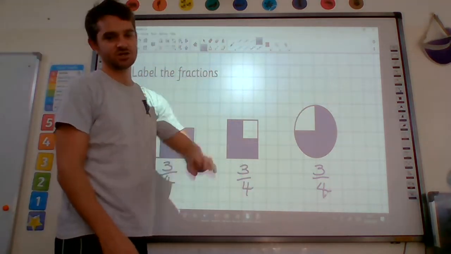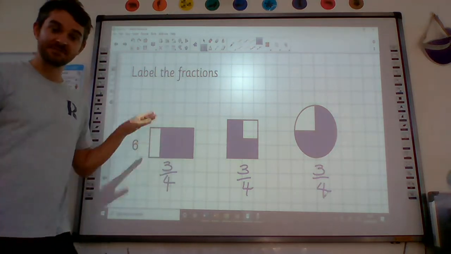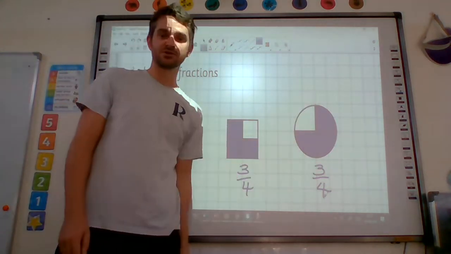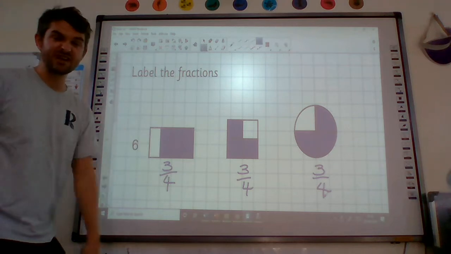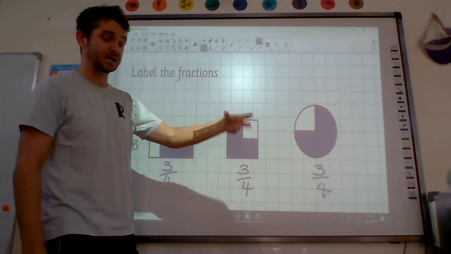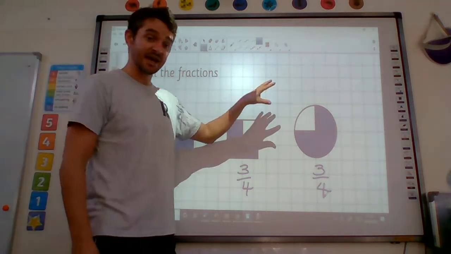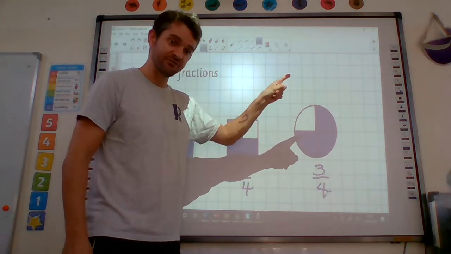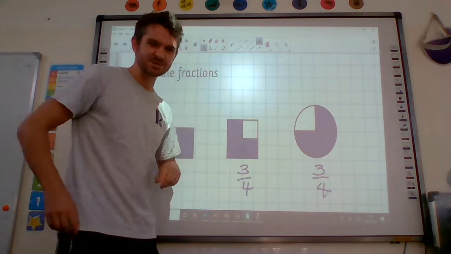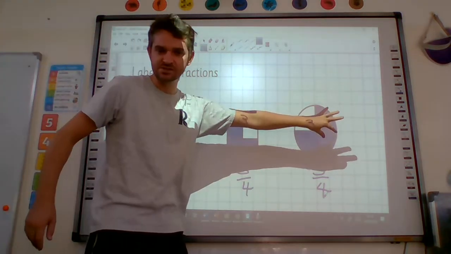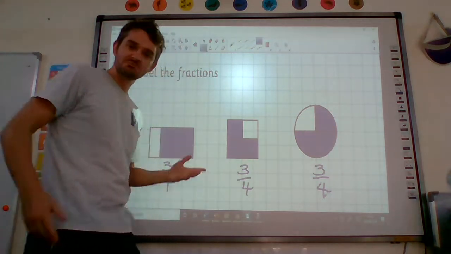Have a good look at these. They're going to change soon, but they will still look similar. 3/4, 3/4, 3/4. This is one of my favourite fractions, because when Miss Barnes and I share a pizza, I like to have 3/4 and she can have 1/4. To me, that seems about fair. 3/4 for me and 1/4 for her.